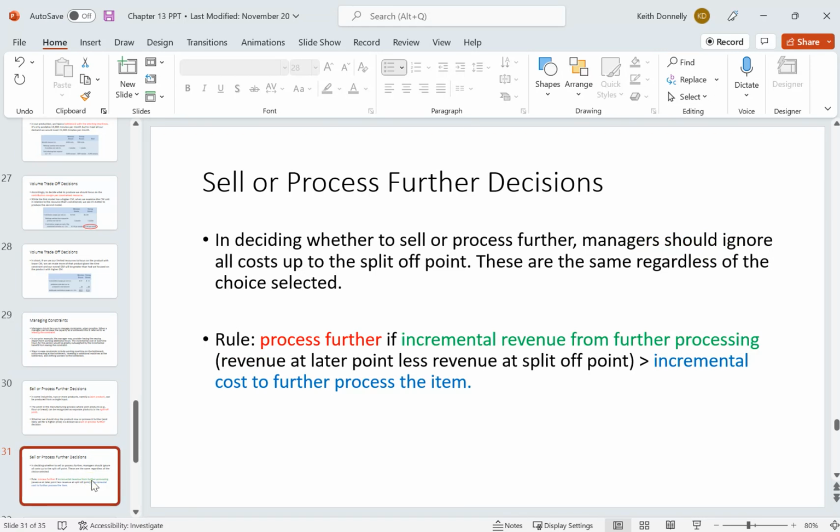So in deciding whether to sell or process further, managers should ignore all the costs up to the split off point. It's basically a sunk cost. All that happened, it's in the past. It's the same regardless of the choice you pick. Now the rule here is that you should process it further if the incremental revenue from further processing it, that is to say the revenue at the later point less the revenue at the split off point, is greater than the incremental costs to process the item.